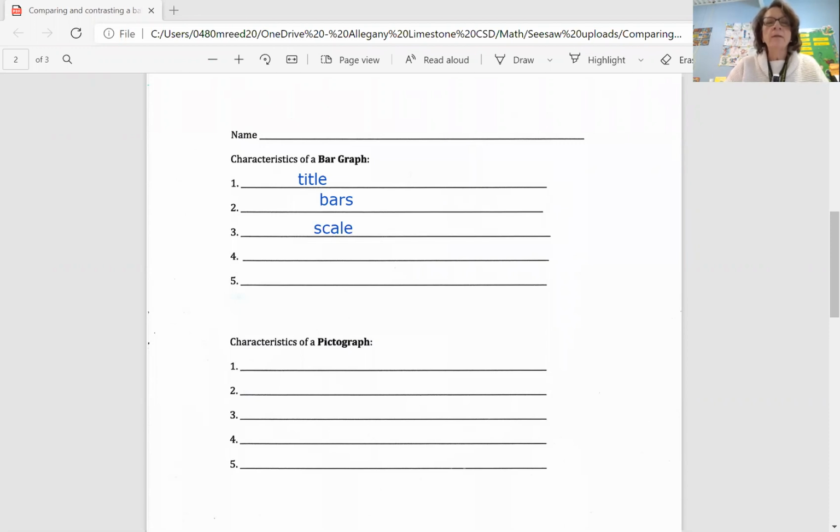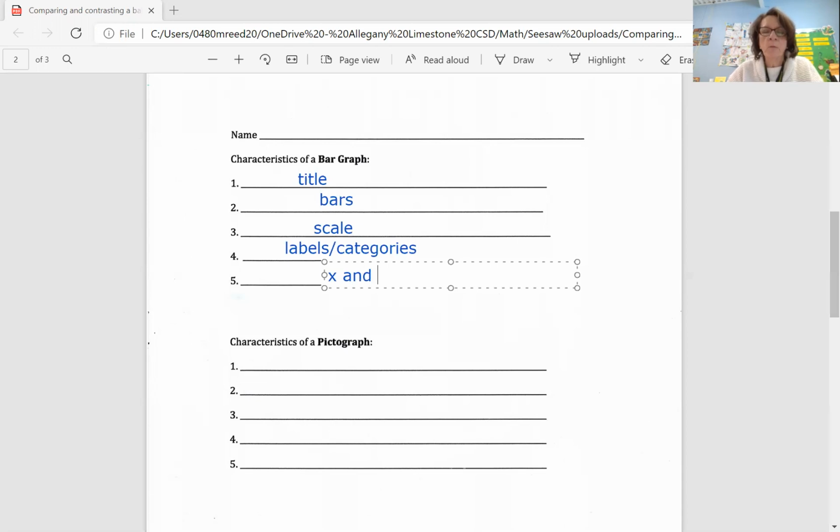And then we said, well, there's also labels or categories. So I don't really care what you call them, what makes the most sense to you. Labels or categories. And then the last one, the thing we just learned about, were the X and Y axis. All right. Remember, the X is the one that goes across like this, and the Y is the one that goes up and down like this. All right. So those are the characteristics or the different parts to a bar graph.